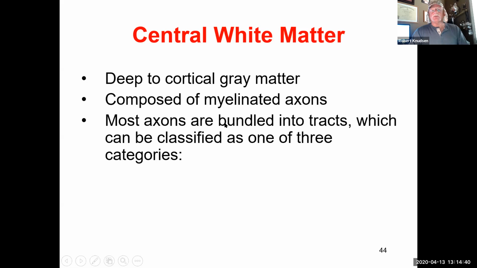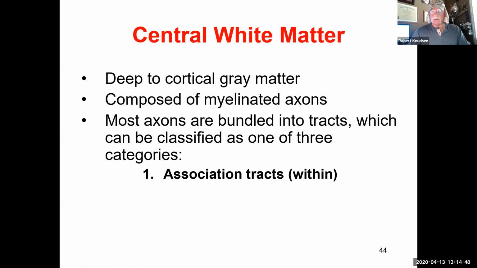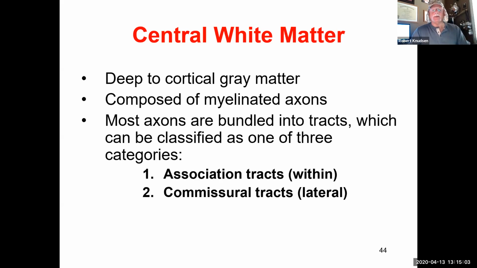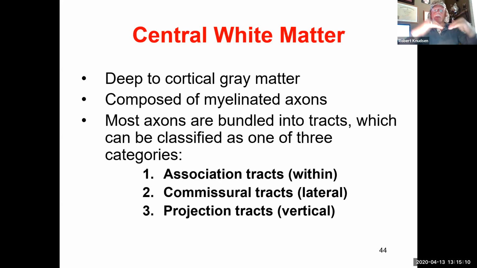Okay, it says most axons are bundled into tracts, which can be classified into one of three categories: association tracts. Those are tracts that bring different parts of your brain together, or different nuclei together. Those are called association. We just went through a whole list of those. Commissural tracts and projection tracts. Commissural tracts come in, projection tracts go out, association are in between. Kind of see the routine here. Okay.